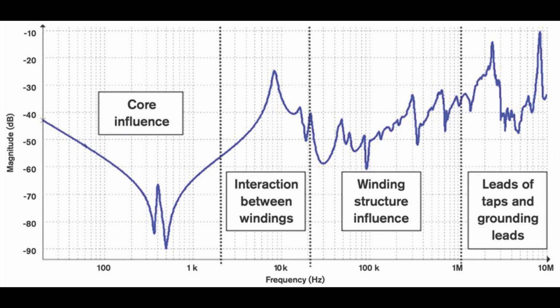2 kHz to 20 kHz, it deals with bulk winding component. 20 kHz to 1 MHz, it deals with main winding. 1 MHz to a few MHz, up to 2 MHz, it deals with tap winding and internal leads.